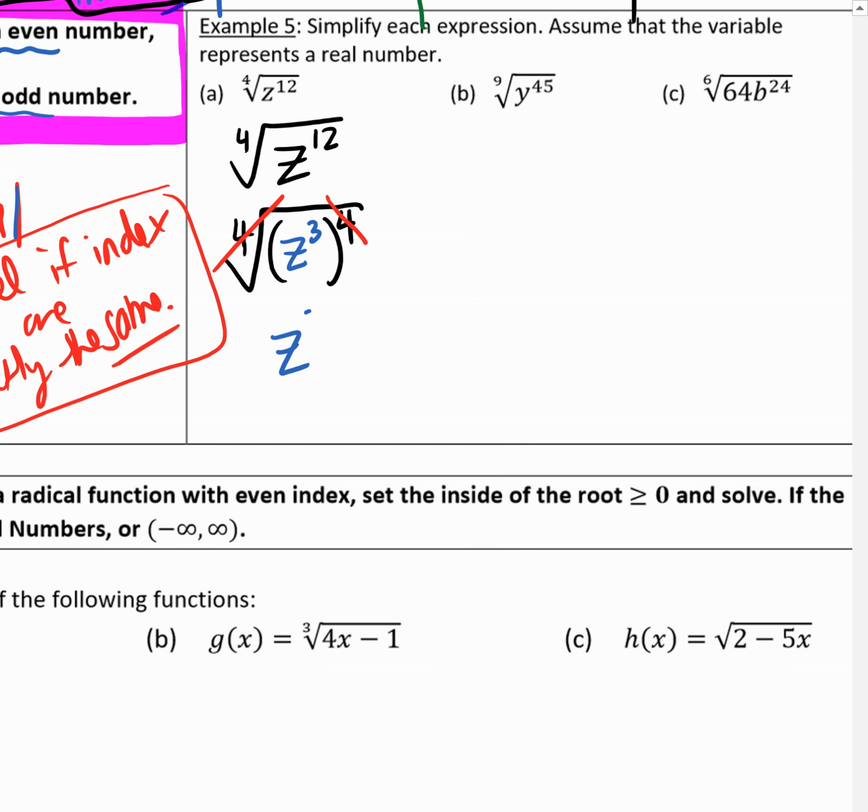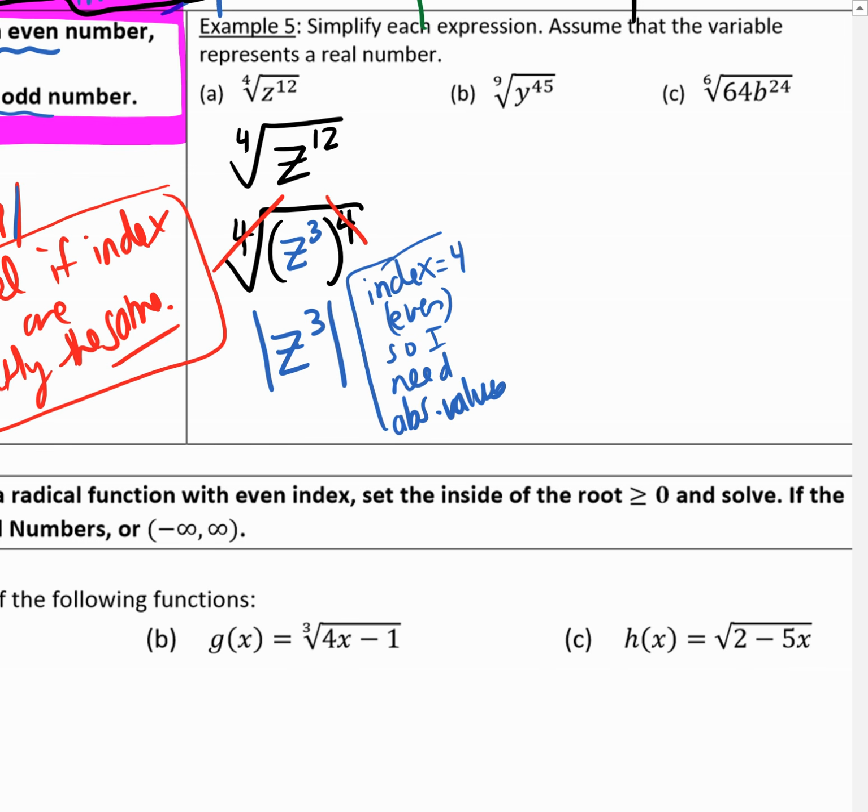And now I gotta ask myself, do I need absolute values or not? I do need absolute values because the index was even. It was an index of 4, which is even. So I need absolute values. And I can't remove them because z could be positive or negative. And if you raise a positive to the third power, it is positive. But if you raise a negative to the third power, it's negative. So this thing could be positive or negative. I have no idea. So I can't really remove absolute values. I'll just leave it as is.